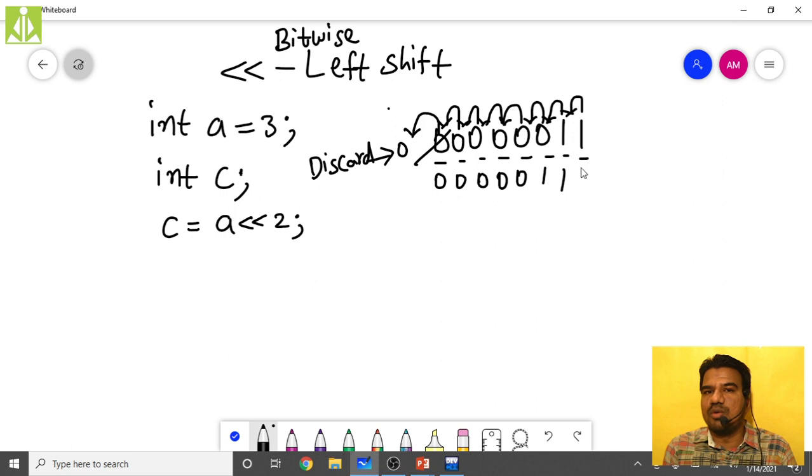We still have one more place left, and we add a 0. From nowhere, simply add a 0 over here. It is the rule. Whatever leftmost bit we have, simply discard it and add a 0 in the remaining place. So you will get an empty place over here.